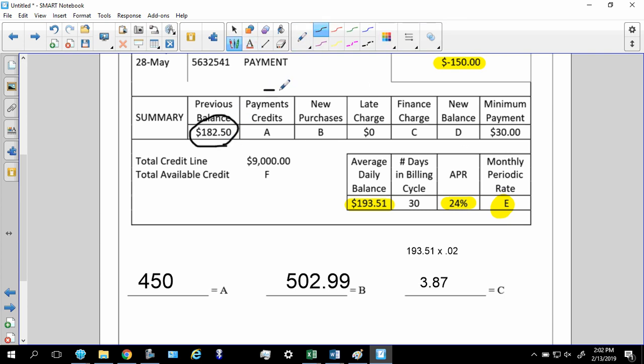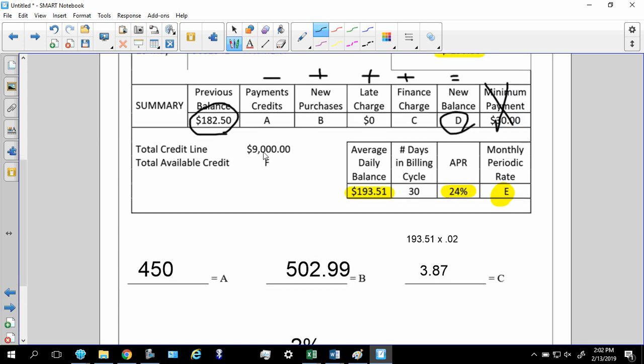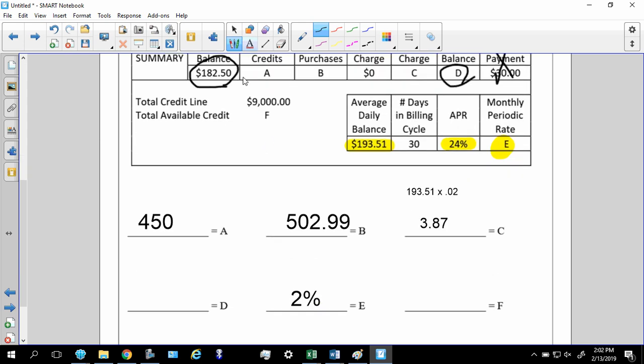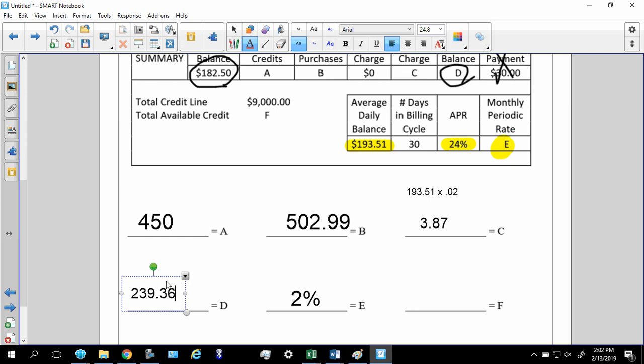Now to find D, remember that's the whole equation: plus, plus, plus. So that minus that plus that plus that plus that equals this. Remember, minimum payment, we don't care about that. When we do the math, we end up with $239.36. And then lastly, what is the available credit? I'm just going to take 9,000 subtracted from that, and I get $8,760.64.